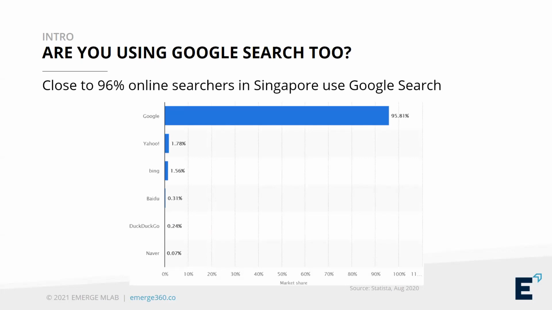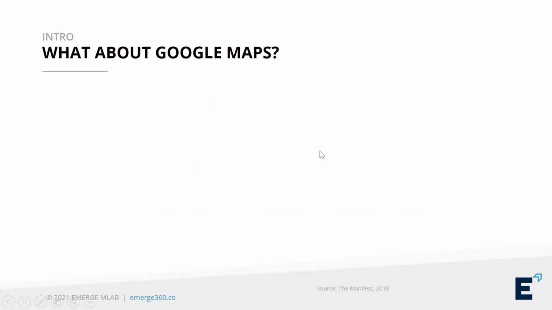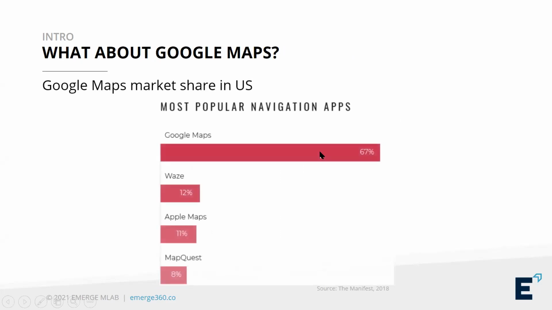Right, so what about drivers in Singapore? In the next slide, I'll show you market share, not in Singapore because I couldn't find any study in Singapore, but this is in the US. Google Maps is used by 67% of people who are using maps in the US. I suspect in Singapore it's probably more, right? Because we have got few competitors in Singapore for maps. So I suspect it is more.